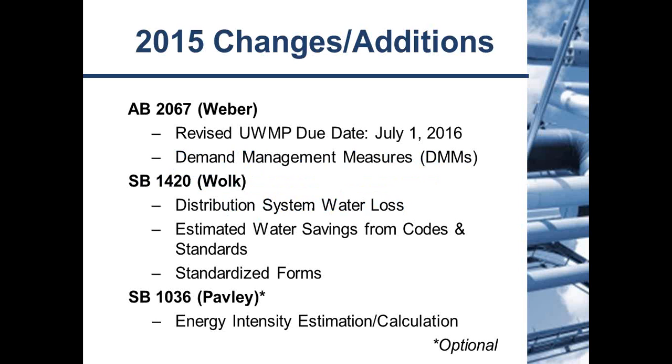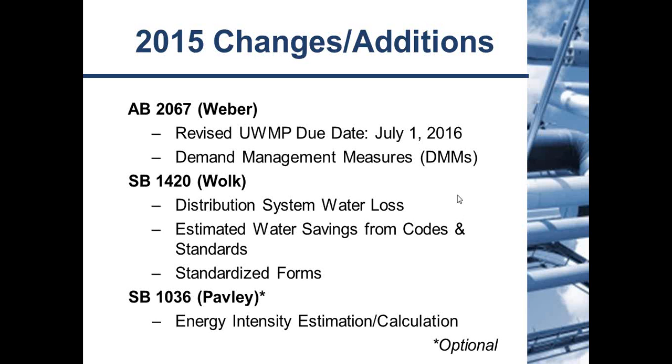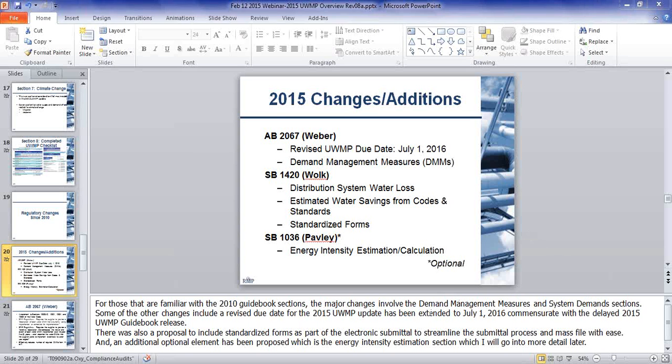For instance, we have a revised UWMP due date, July 1st, 2016, pushed back from the former due date of December 30th, 2015, with the delayed guidebook release as well. There was also a proposal to include standardized forms as part of the electronic submittal process to streamline the submittal process and mass file with ease on the DWR's end. And an additional optional element was also proposed called energy intensity estimation and calculation. And I'll go into this in more detail in the coming slides.